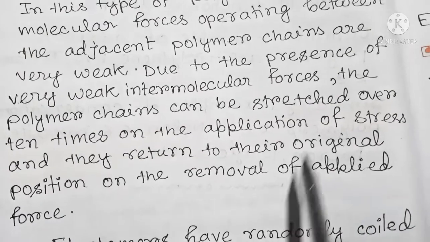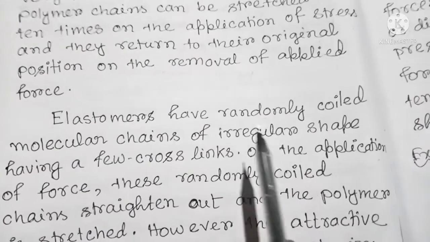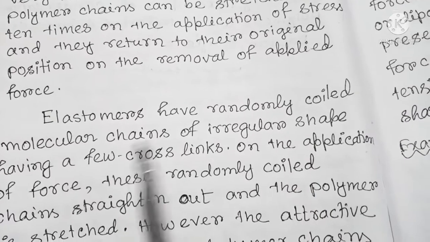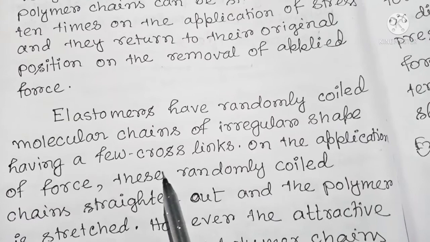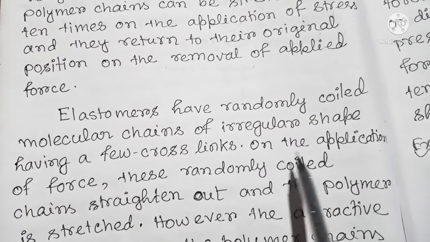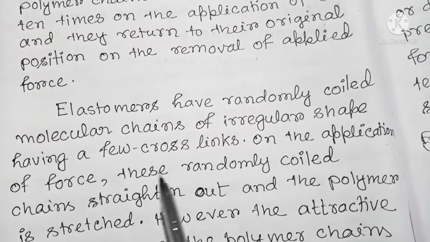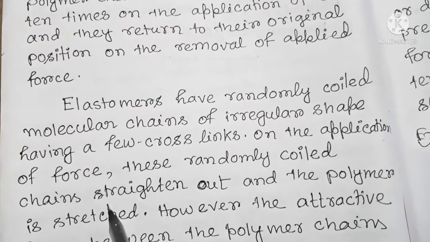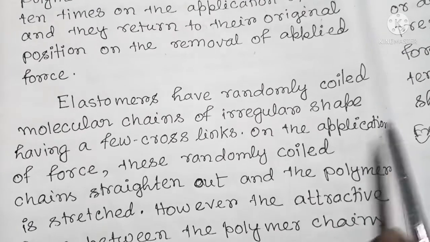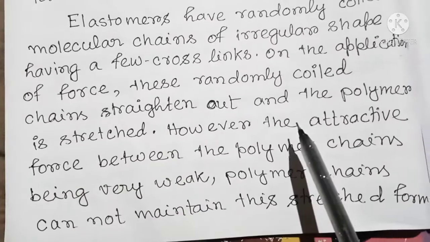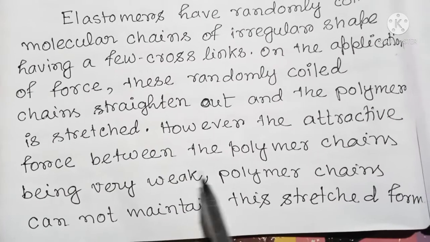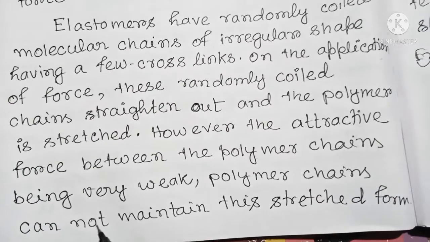Elastomers have randomly coiled molecular chains of irregular shape having a few crosslinks. On the application of force, these randomly coiled chains straighten out and the polymer is stretched. However, the intermolecular forces between the polymer chains being very weak, polymer chains cannot maintain this stretched form.